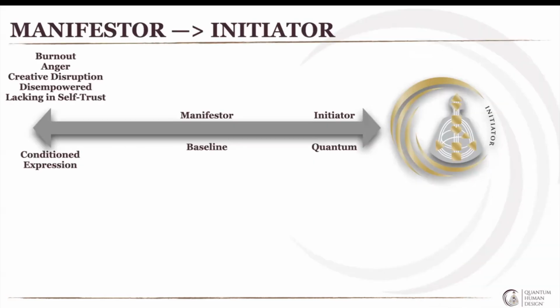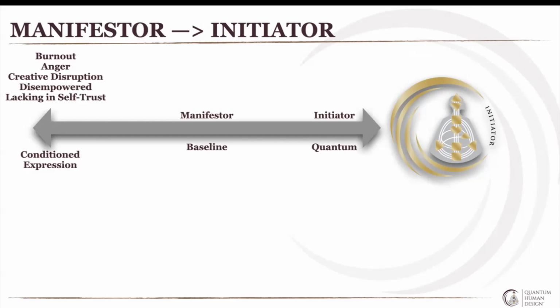And so today we're specifically talking about this energy type, which is called the initiator in quantum human design. The quantum human design names are the names that we give the expanded, evolved expression of each energy type. So manifestor is the baseline name of this energy type. If you look at the slide, you'll see the spectrum of the manifestor to initiator story. On the left-hand side, you've got the conditioned expression, which I'll talk about in a minute. In the midpoint, you have the baseline, the manifestor. And once you get back in touch with that baseline expression, then you have all this room for growth.